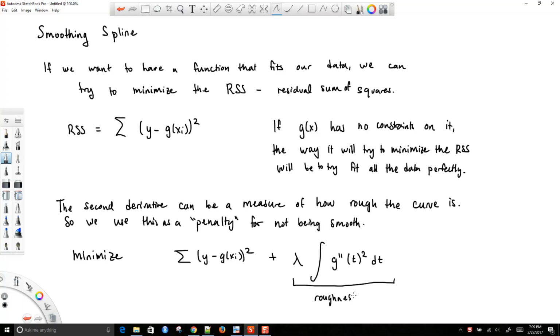Okay, and how much weight we give the roughness in comparison to the RSS, that is controlled by lambda. Okay, so we choose lambda to kind of balance how important this roughness is versus the sum of squares, residual sum of squares. Okay, so we choose lambda to balance how important the smoothness is in comparison to RSS.